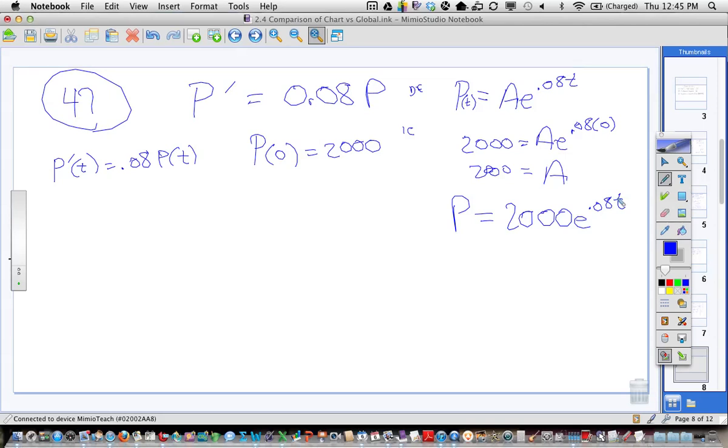So after 10 years, what do you do? To answer the question, how much money is there after 10 years? You put a 10 in for T. This would be a calculator problem. You put a 10 in for T and you just get it.